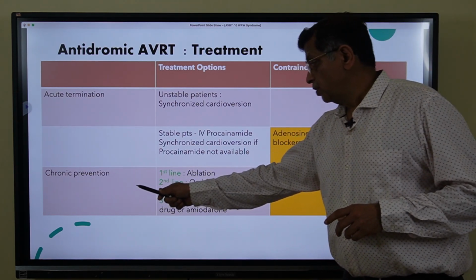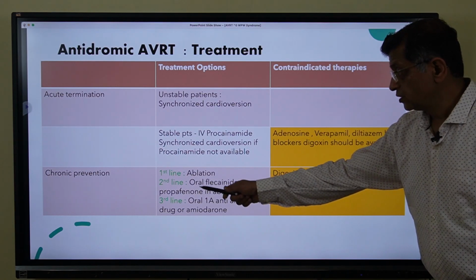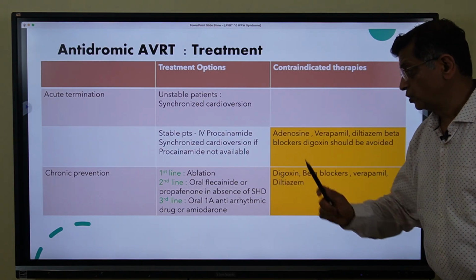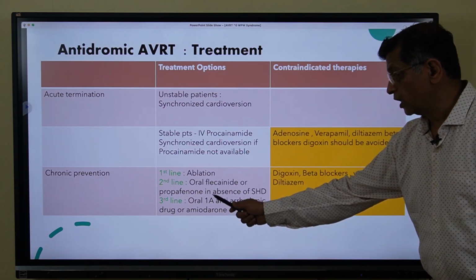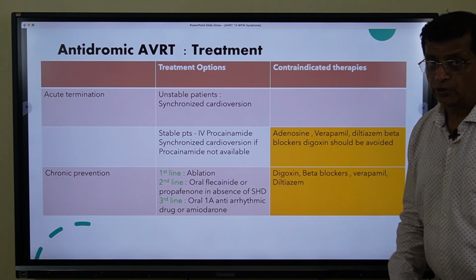Chronic prevention, again first line is ablation, second line is oral flecainide or propafenone in absence of structural heart disease, and third line will be class 1A antiarrhythmic or amiodarone.